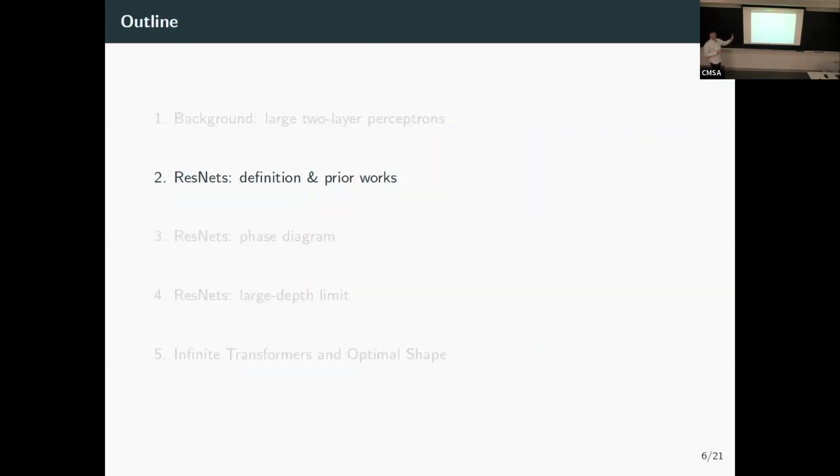Okay, do you have questions? This was to set the stage, but we will use all these concepts for ResNets.